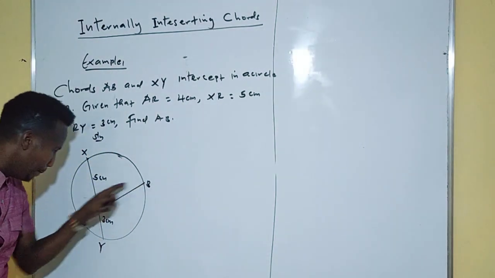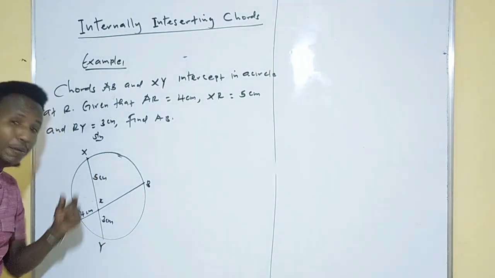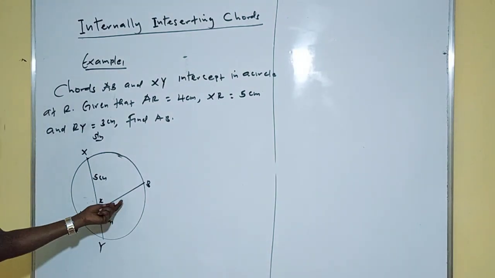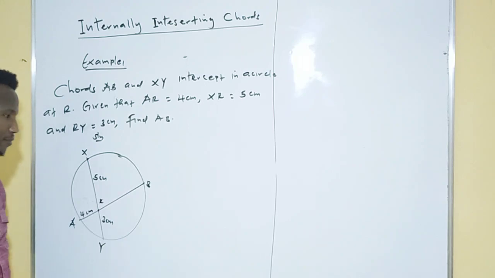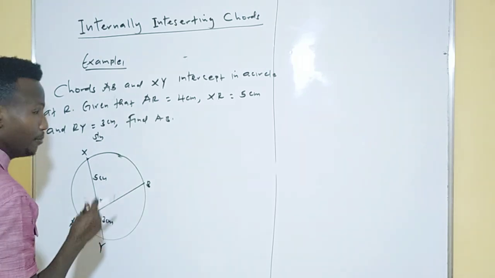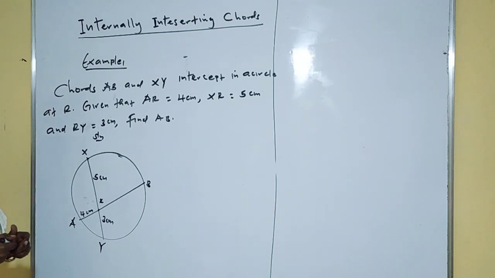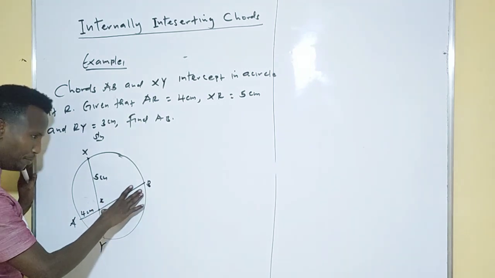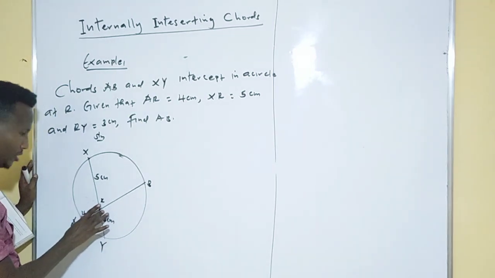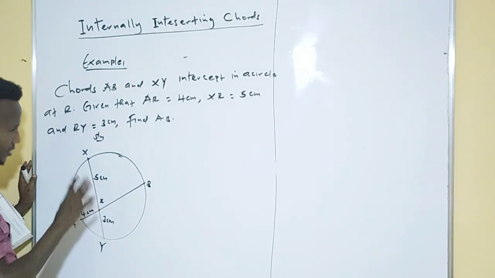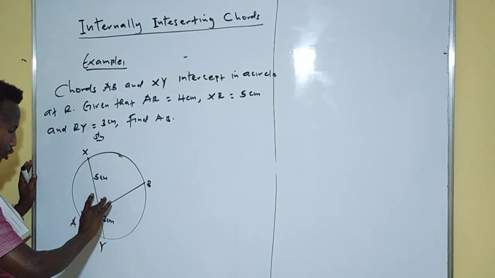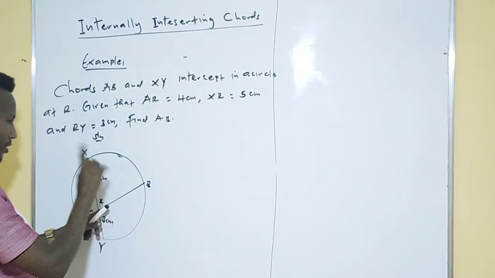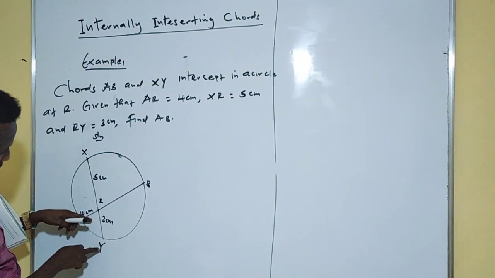Understanding the nature of the question is very significant. You are not told to find BR; remember, you are told to find AB, which is the whole line. But before we look for AB, we must first get BR. When you are dealing with internally intersecting chords, we say AR multiplied by RB is equal to XR multiplied by RY. Just understand that.